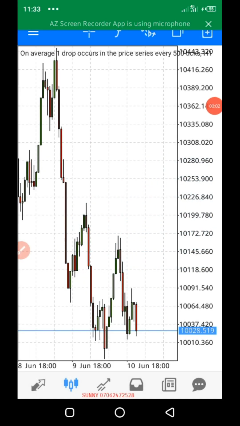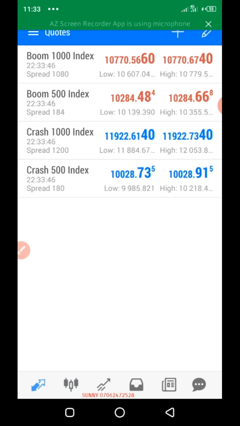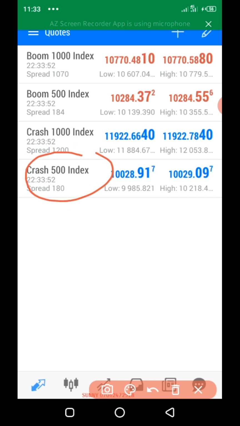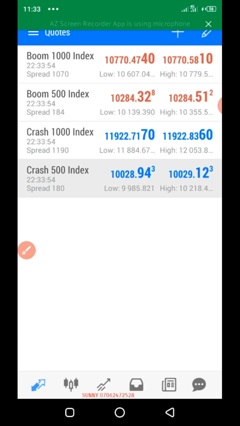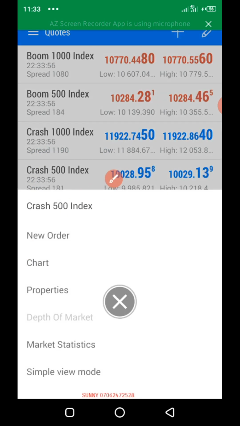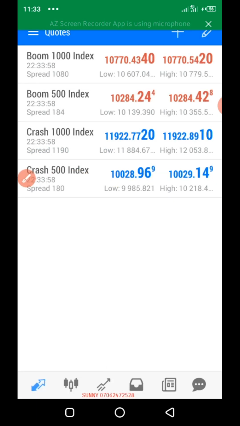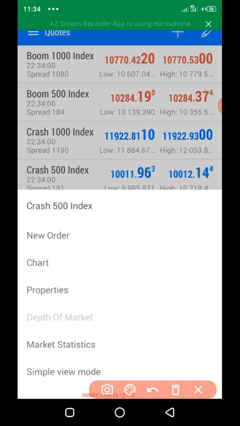Good day, everybody. In this lecture, we are going to be talking about time frame and how we can use that time frame to be profitable in the binary market. Now, I'll go to my quotes, then I'm going to click on probably Crash 500, then click on charts to check the chart of Crash 500.